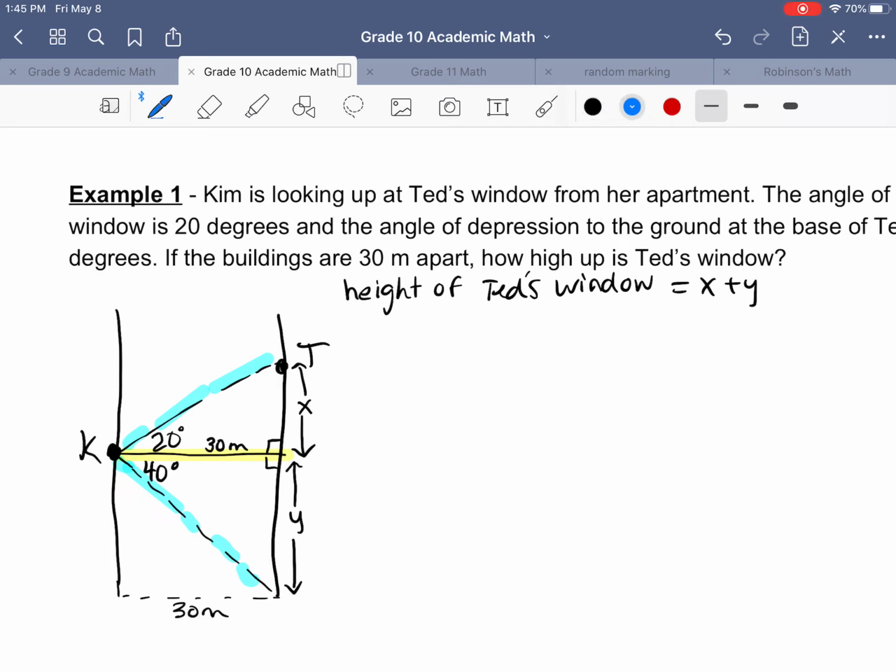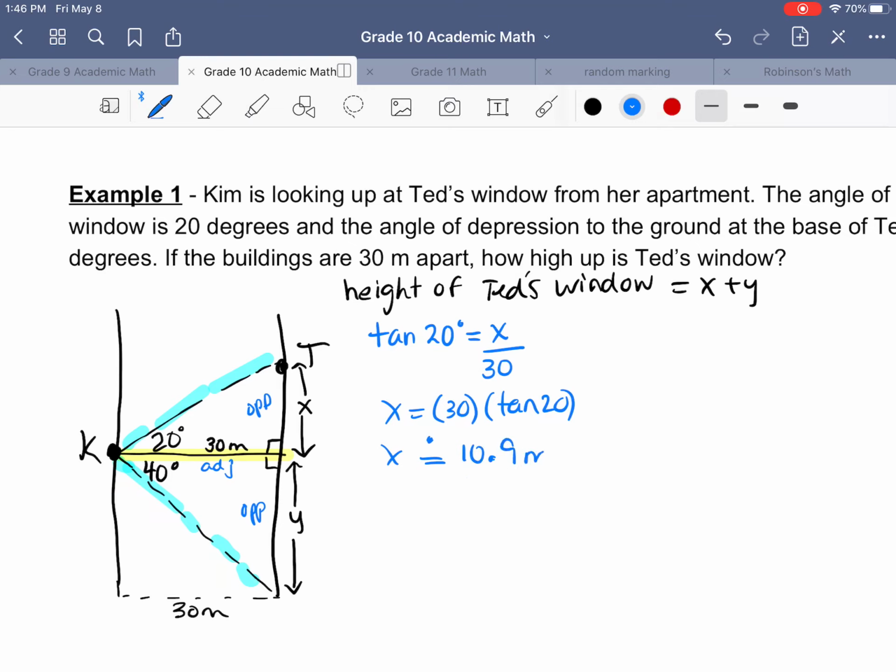So notice that for our top triangle, our side X is our opposite side. And for our bottom triangle, our side Y is our opposite side. And then they both share this side that measures 30 meters, which is our adjacent side. So we need to do two separate calculations, and then we're going to add those two together. So our top triangle, we have tan of our 20-degree angle, and that is going to be equal to X over 30. So now we're going to solve for X. So X is equal to 30 times tan 20, and that's going to give us approximately 10.9 meters.